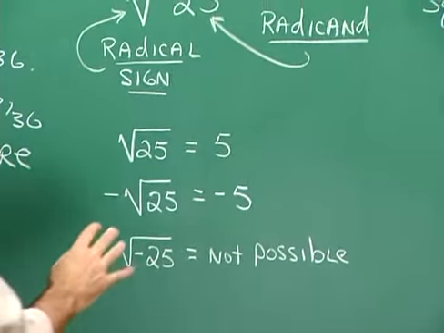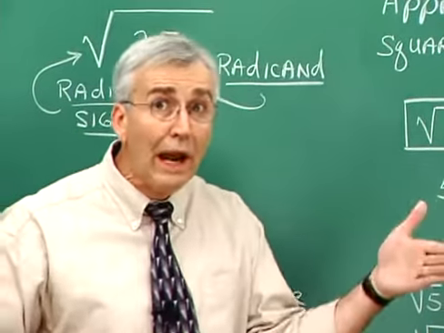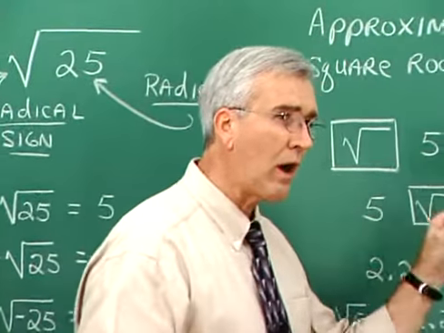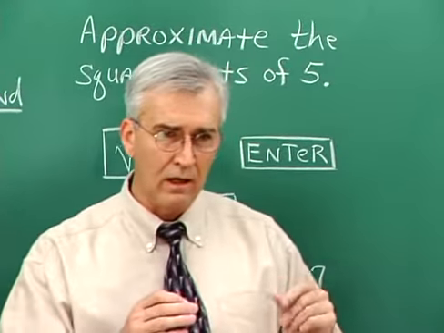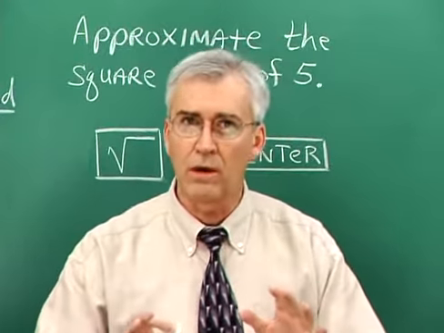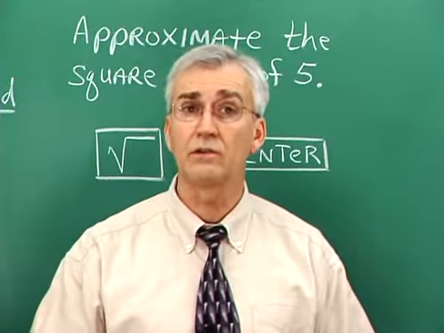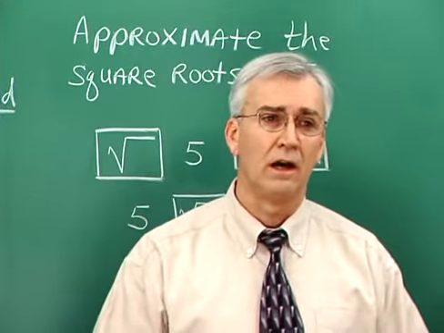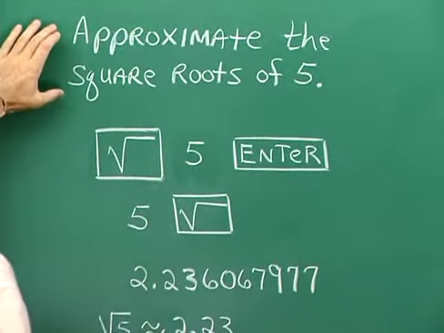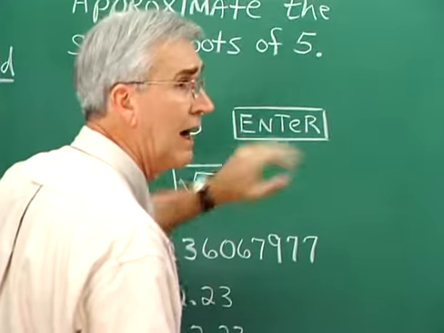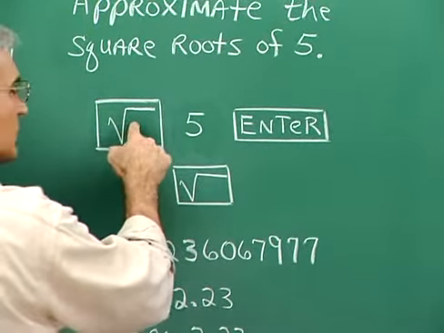Now, if the number under the radical is not a square, then the square root of that number, the principal square root, is not going to be a whole number. And in that circumstance, we need to use the calculator to approximate the value of the square root. And here's how we do that. Suppose we want to approximate the square roots of 5. Well, to do that, we would use the calculator this way. We would use this square root symbol.